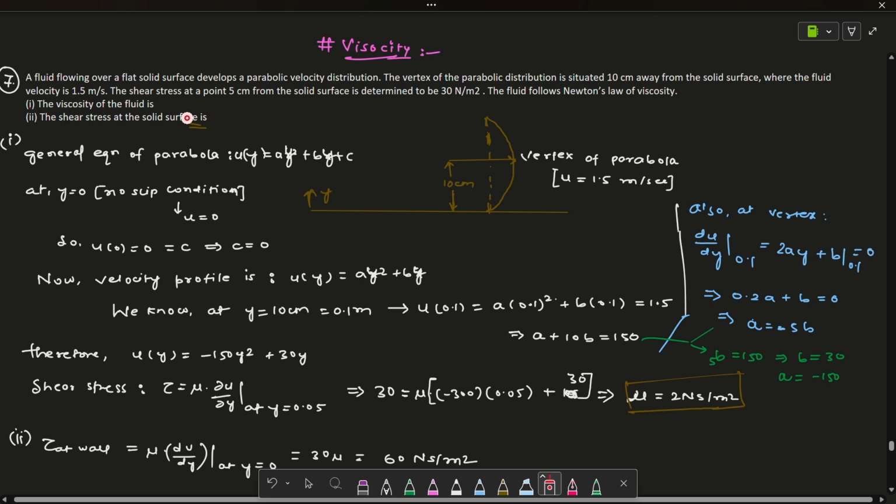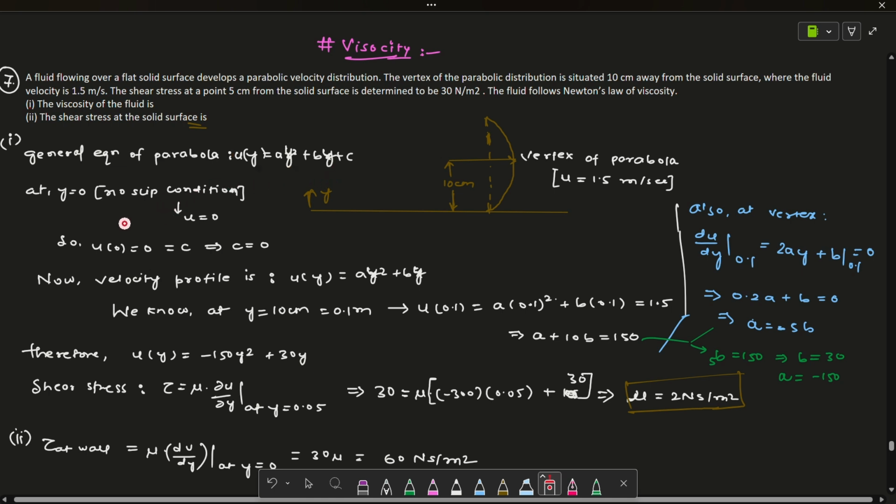From the given information in the question, I have drawn the picture here. The general equation of the parabola I have written here is u by equal to a y square plus b y plus c. This is the general equation, right? The parabolic equation that we have studied in our school days, right?